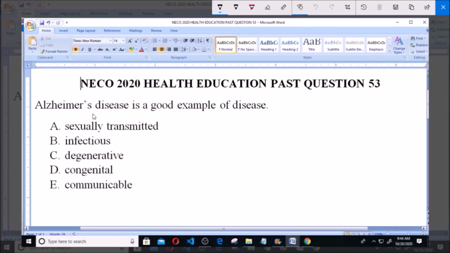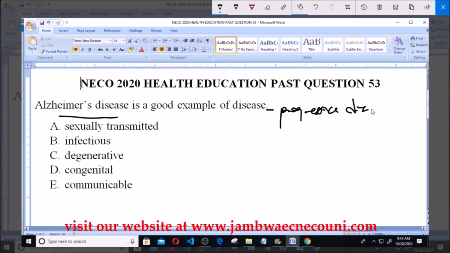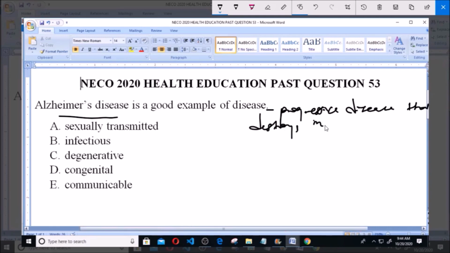I will briefly describe what Alzheimer's disease is. Now, Alzheimer's disease is a progressive disease that destroys memory and other important function. It's progressive, that is, it gets worse with time. It destroys memory and other important mental function.